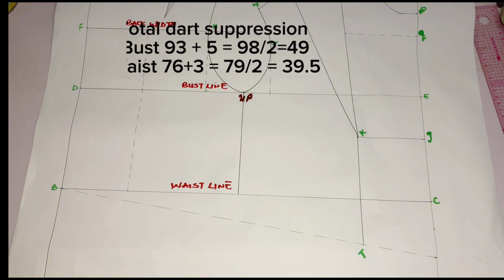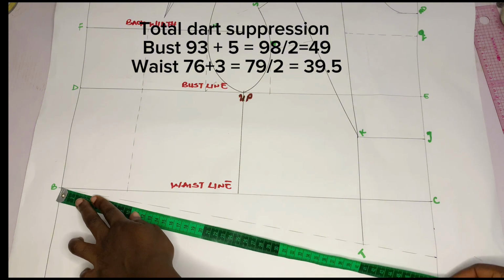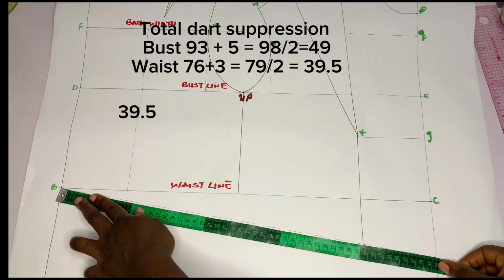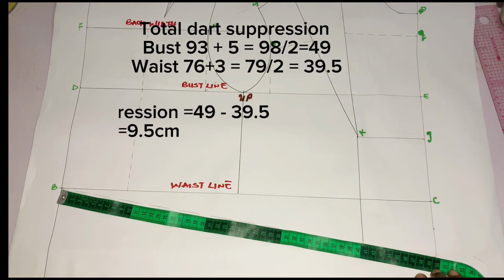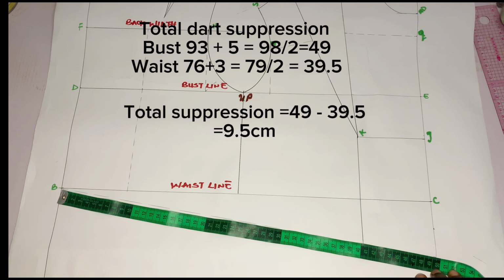Now to get our waist dart suppression, we need to first subtract our desired waist measurement, which is 39.5 cm, from the existing measurement, which is 49 cm. This now gives us a total dart suppression of 9.5 cm. Now I'm going to separate this 9.5 into 4 places.